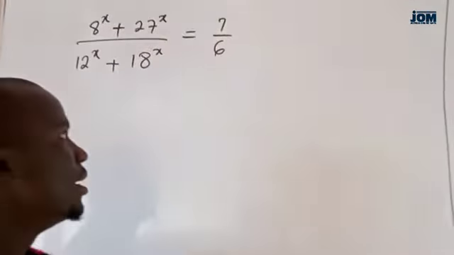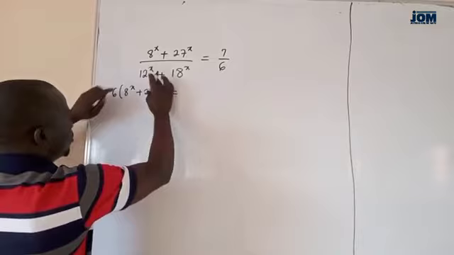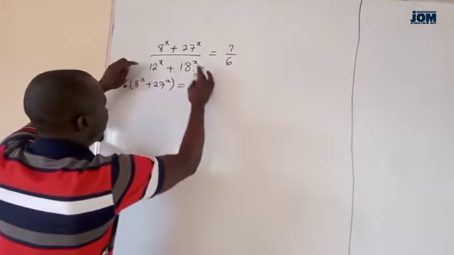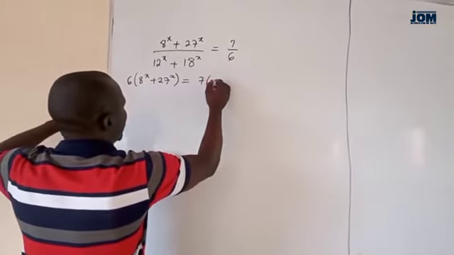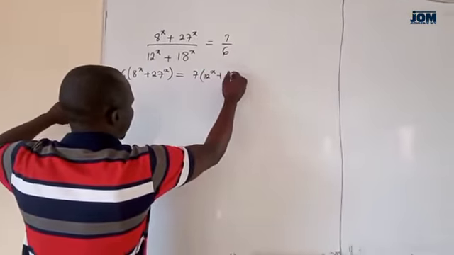Now I'm going to teach you a method which maybe probably some of you have not seen before. First, before we solve this, let us do cross multiplication. This multiplies everything here. 6 multiplied by 8 raised to the power of x plus 27 raised to the power of x equal to 7 multiplying everything in this 12 raised to the power of x plus 18 raised to the power of x. This is the first step.